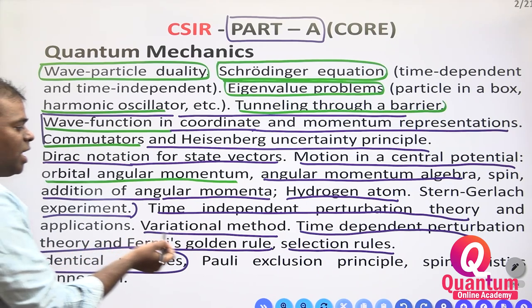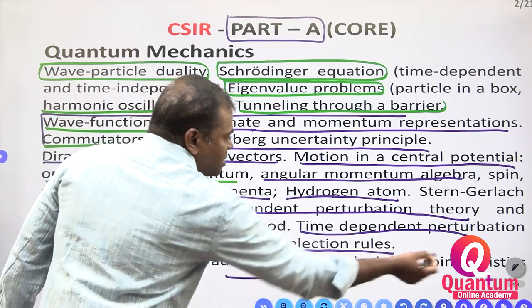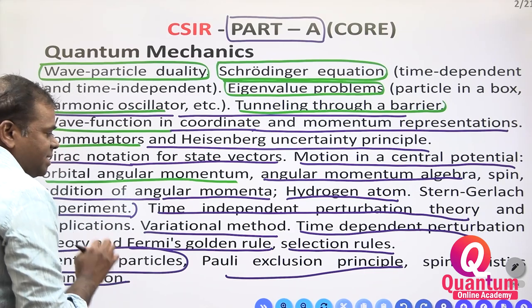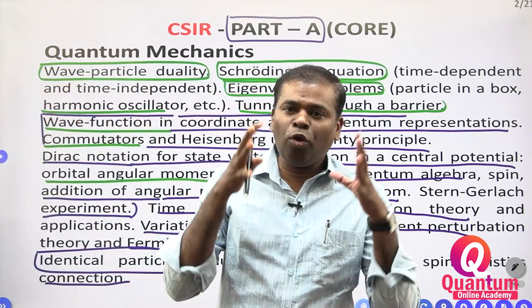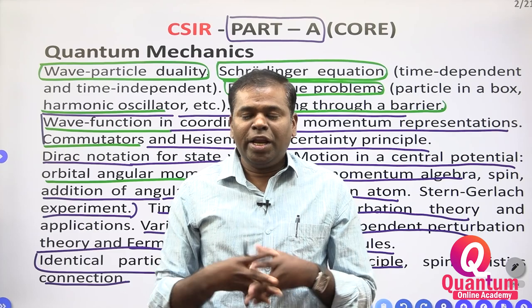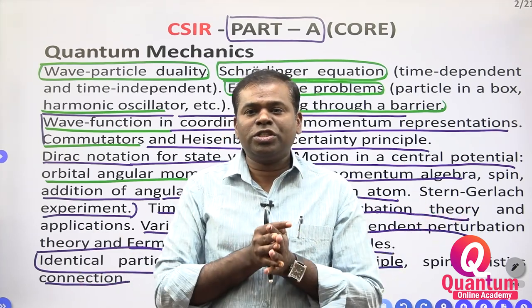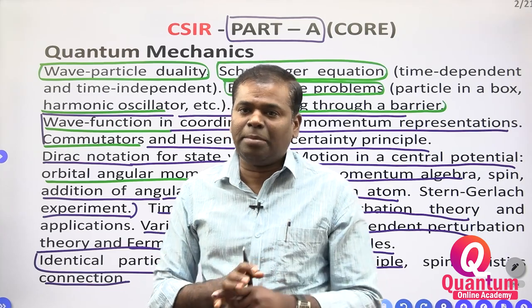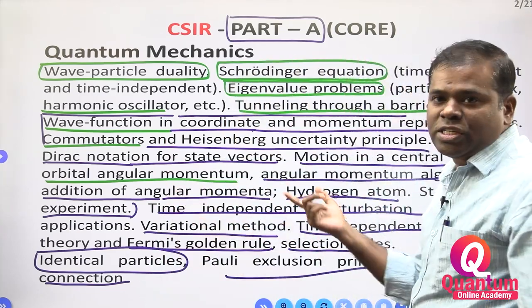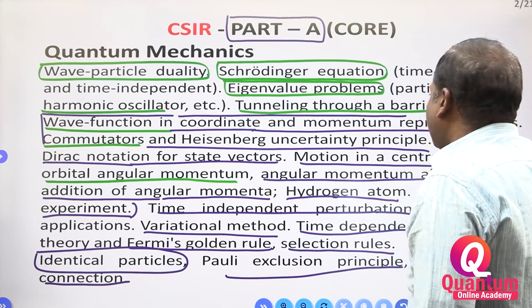This is very easy. Pauli's exclusion principle, the spin-statistics connection is there. This is the syllabus in Part A. In Part A, from it they may ask 3.5-mark questions, and 5-mark questions also they may ask in the CSIR examination. How the questions come, we will discuss later.